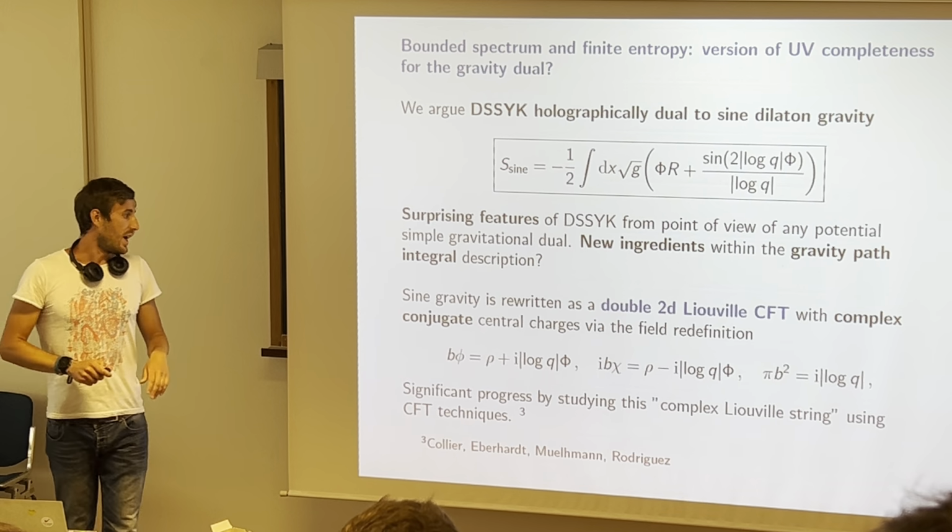In fact, we can perform canonical quantization of sine dilaton gravity. We'll first need to establish a holographic dictionary. So we first consider the semi-classical approximation for the metric correlator in DSSYK.